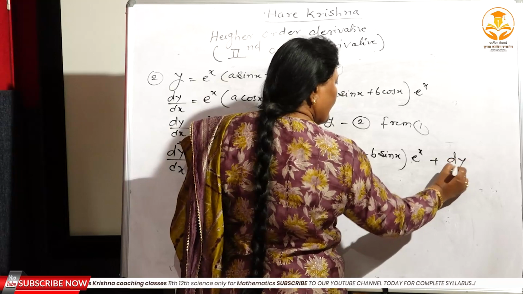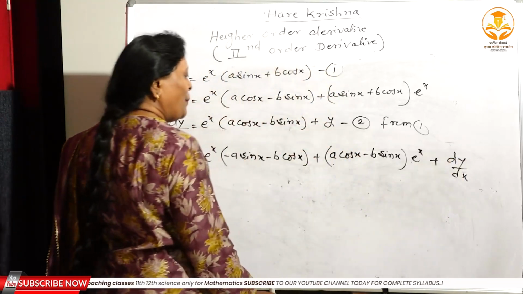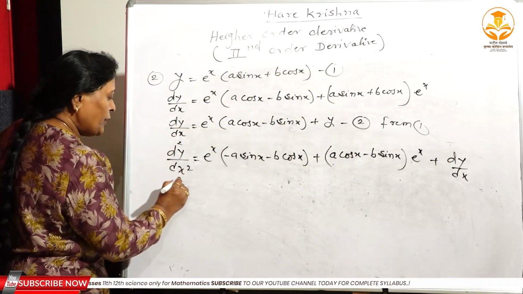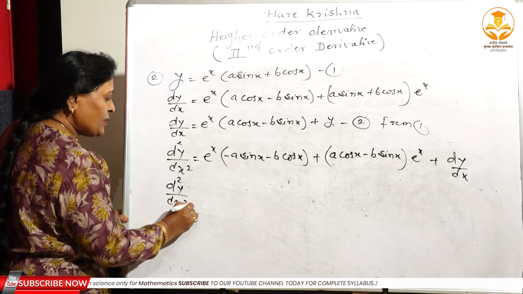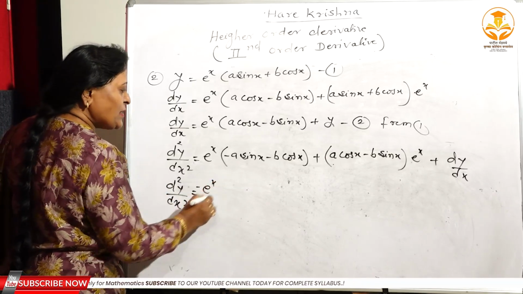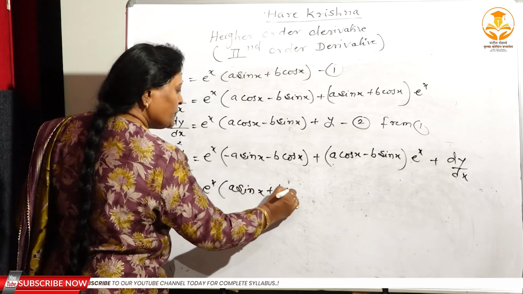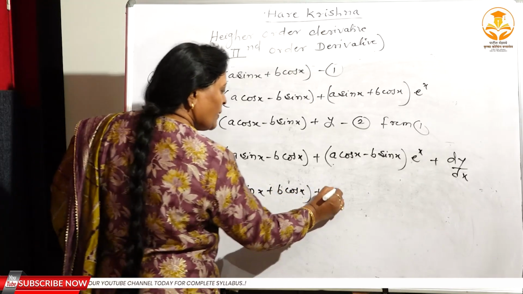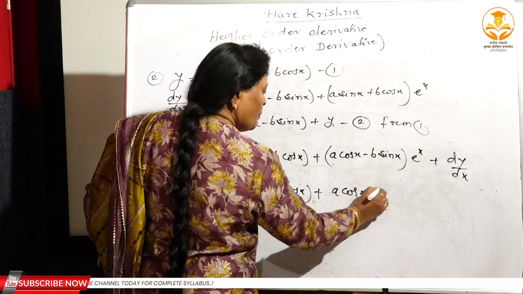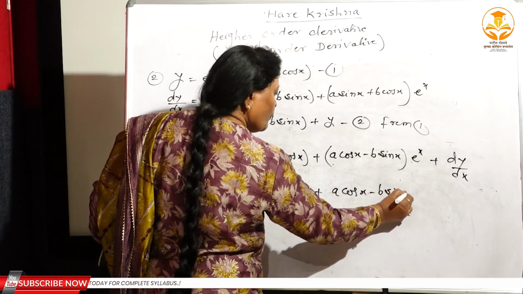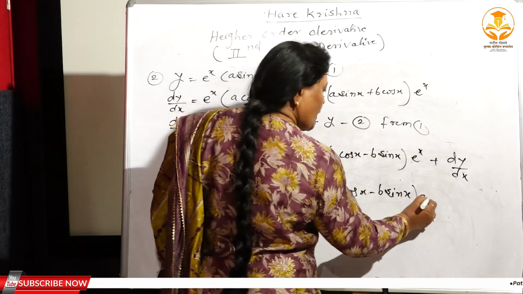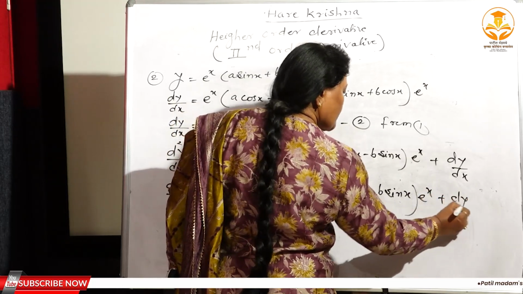And here the derivative of y, that is dy divided by dx. Now d2y divided by dx square, e raised to x minus sin you can take common, a sin x plus b cos x, plus a cos x minus b sin x into e raised to x plus dy by dx.